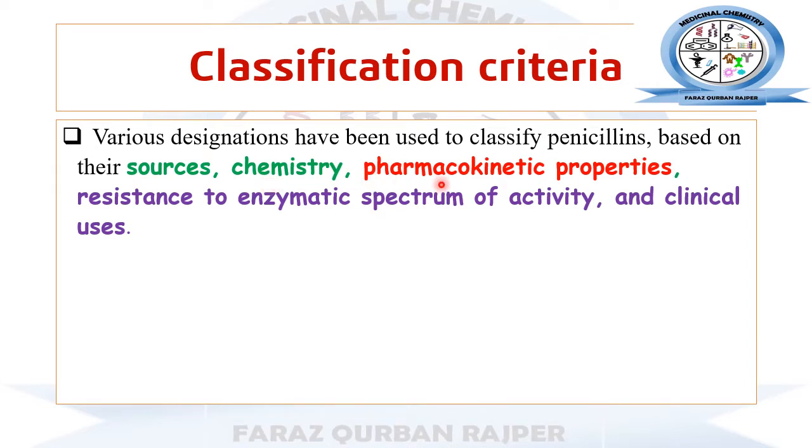Some penicillins can be classified on the basis of their pharmacokinetic properties, like some are compatible with oral formulation and some are compatible with IV. This means their classification is based on their absorption, that is, the bioavailability. And some penicillins are resistant to enzymes, meaning this criterion is based on the spectrum of activity toward the enzyme, that is, the beta-lactamase or penicillinase enzyme, and on the basis of clinical uses as well.